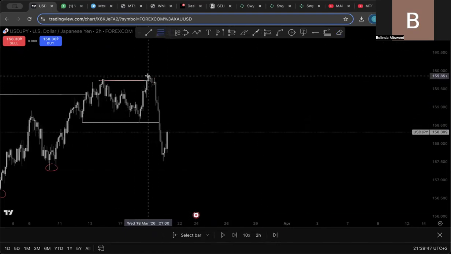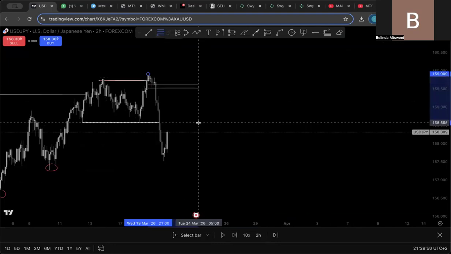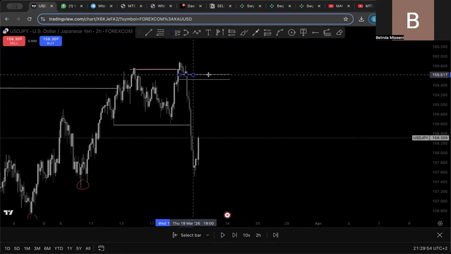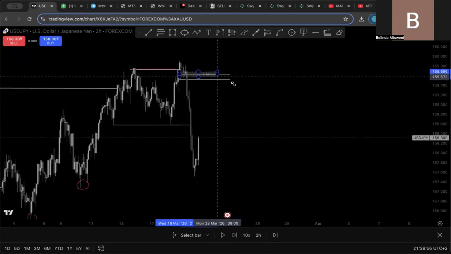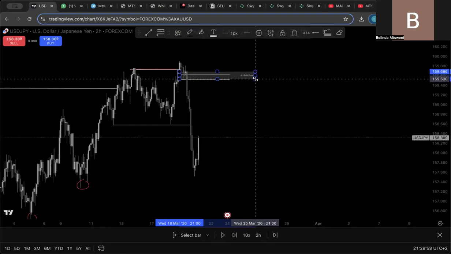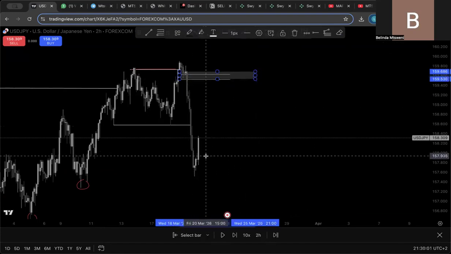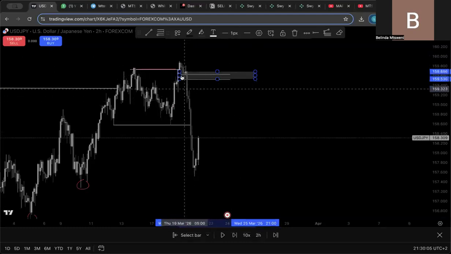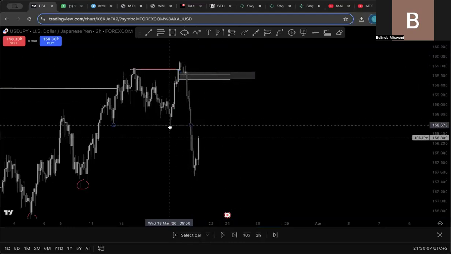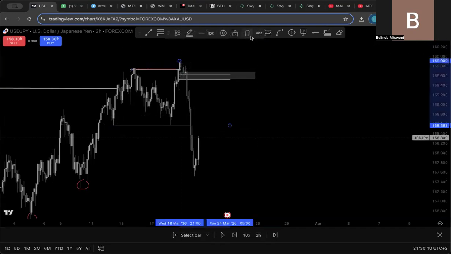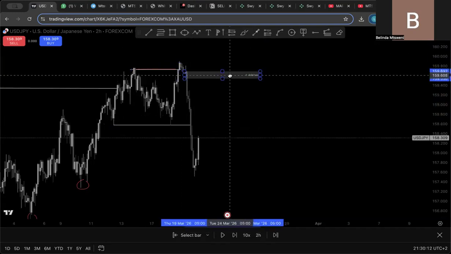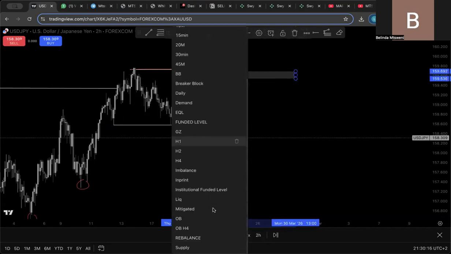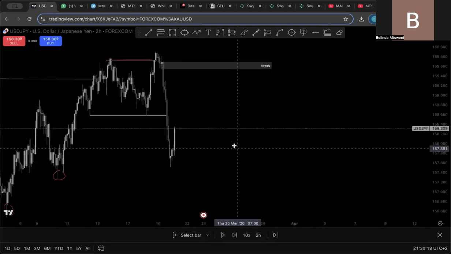So then I took my fib from this particular high all the way to the strong low. And obviously the fib had also highlighted a zone for me here, which was a supply zone. I understood that price had to come back to this particular zone because we're also sitting in an imbalance over here, whereas price had to come back to this particular supply zone as well, right?